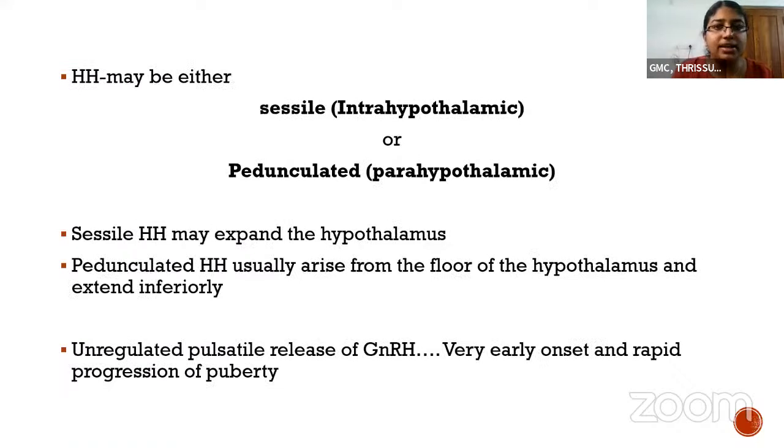It can be either sessile, that is intrahypothalamic, or pedunculated, that is parahypothalamic. Sessile hypothalamic hamartoma may expand the hypothalamus. Pedunculated ones usually arise from the floor of the hypothalamus and extend inferiorly. It causes unregulated pulsatile release of gonadotropin releasing hormone, which causes very early onset and rapid progression of puberty.